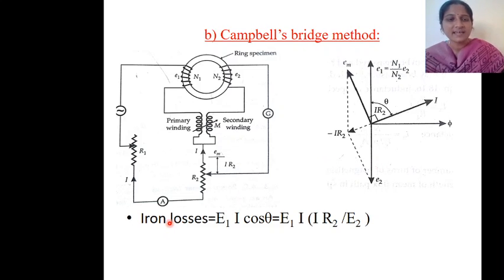So that becomes iron losses is equal to E1 into I cos theta. We know the value of E1 and I. I is measured from the ammeter here. And E1 into I into cos theta is nothing but I R2 divided by E2. So all these values are known. By substituting all these values, you can determine the value of iron losses. So this is about the Campbell's bridge method.